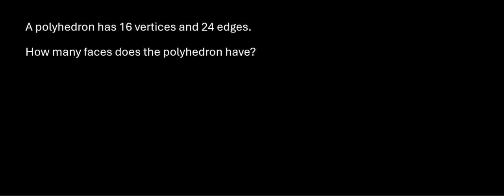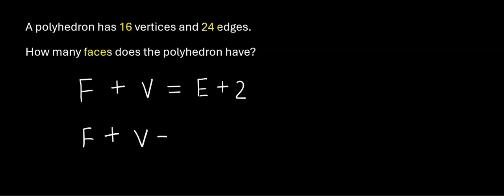Welcome to Chapter 12. We're going to use Euler's formula to solve this problem that asks: a polyhedron has 16 vertices and 24 edges. How many faces does the polyhedron have? By Euler's formula, we can say faces plus vertices is always edges plus 2. Or you can say faces plus vertices minus edges is always 2.